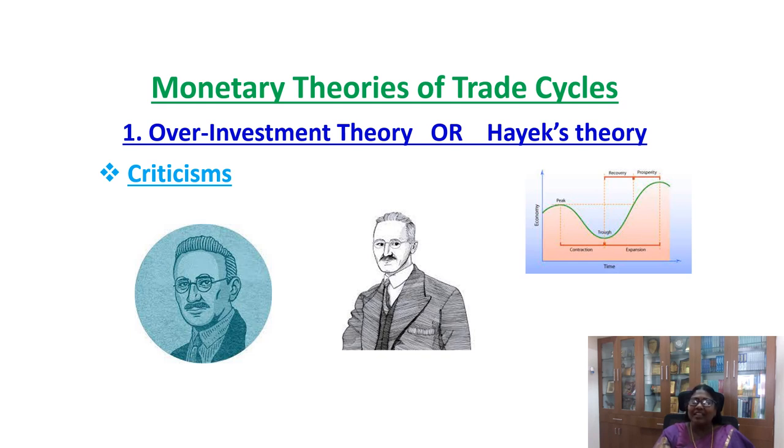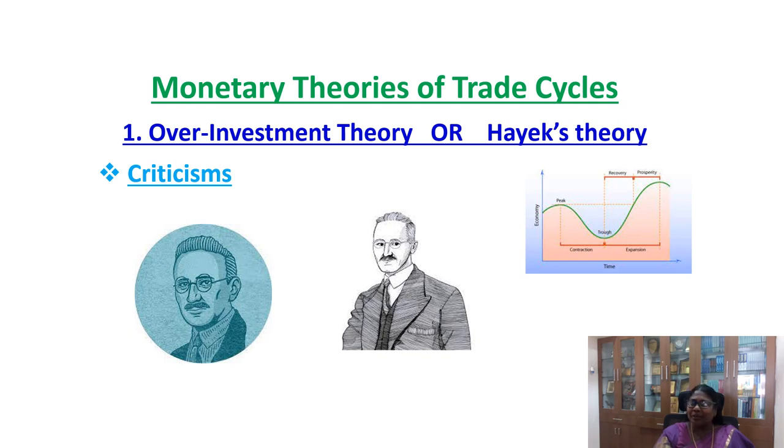As a result, there will be a diversion of resources from consumption goods industries to capital goods industries. Employment and income of the factors of production in capital goods industries will increase. This will increase the demand for consumption goods. There will be competition for factors of production between capital goods and consumption goods industries. Factor prices go up, cost of production increases.